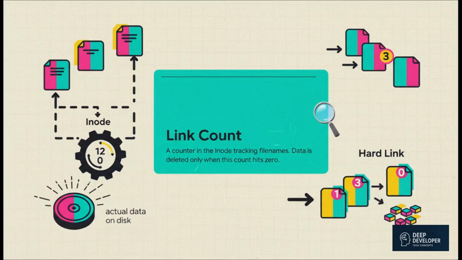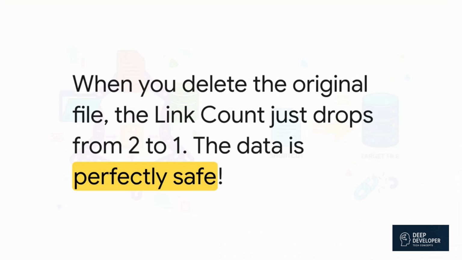So, you might be wondering, how does the system know not to delete the data if one name is gone? Well, it's pretty clever. Inside that inode, there's a little counter called the link count. When you first create a file, the count is 1. Create a hard link, it bumps up to 2. Create another, it's 3. The system will only actually delete the data on the disk when that counter finally hits 0.